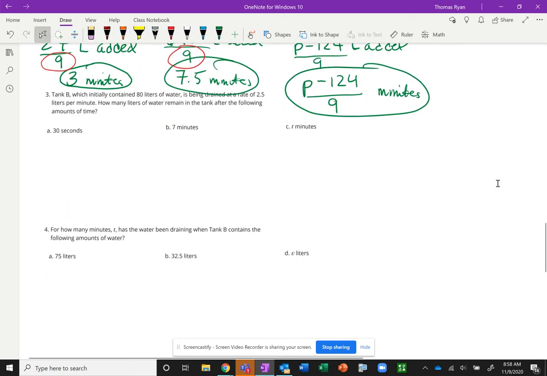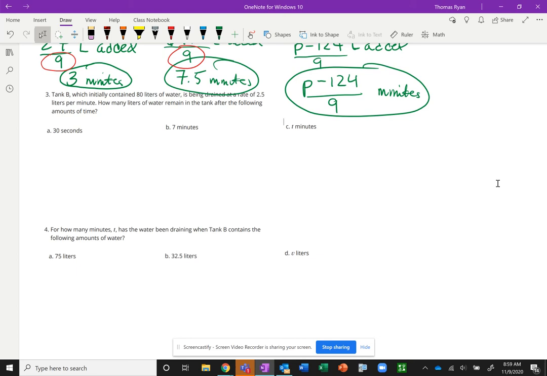Okay, tank B is a little different. Tank B initially contained 80 liters and is being drained at a different rate of 2.5 liters per minute. There's a hole and it's draining. So, how many liters of water remain in the tank after the following amounts of time? Okay, so once again, we know that we have 80 liters to start, and we need to figure out how much water drained in 30 seconds.